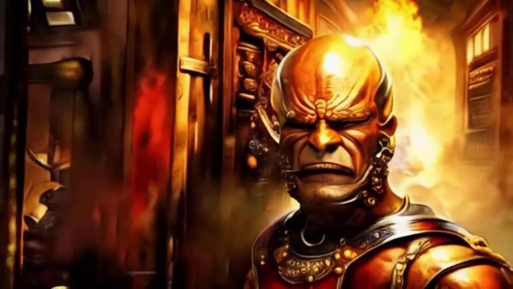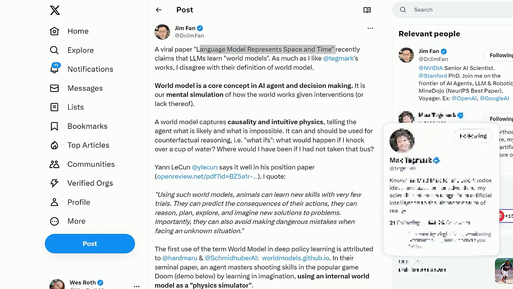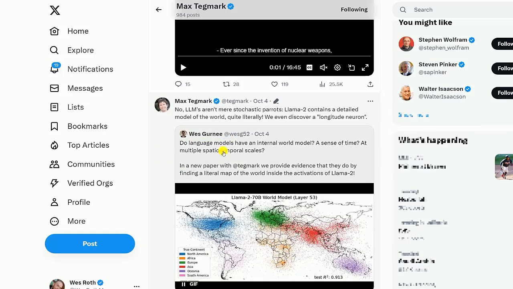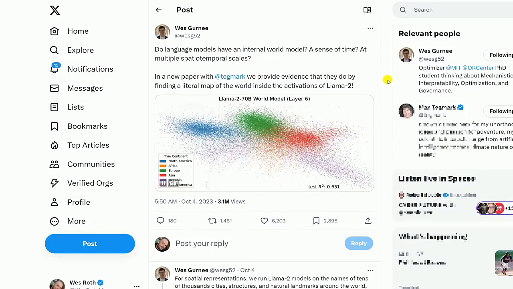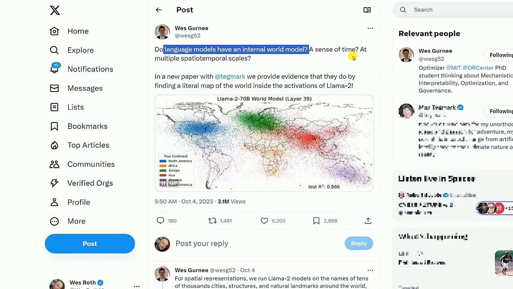So there was a viral paper called Language Models Represent Space and Time. By the way, this is Dr. Jim Fan. He's an NVIDIA senior AI scientist. He is one of the people behind Minecraft Voyager, the AI model that's learning to play Minecraft better and better, driven by GPT-4. And so Max Tegmark, and I think he had a partner, Wes Gurney, put out a paper that seemed to suggest that language models have an internal world model, a sense of time, at multiple spatiotemporal scales.